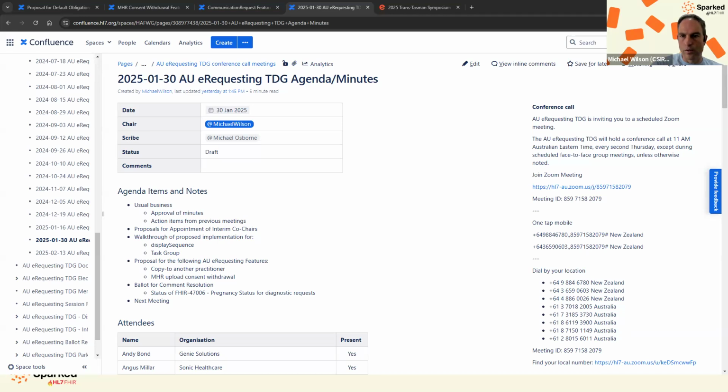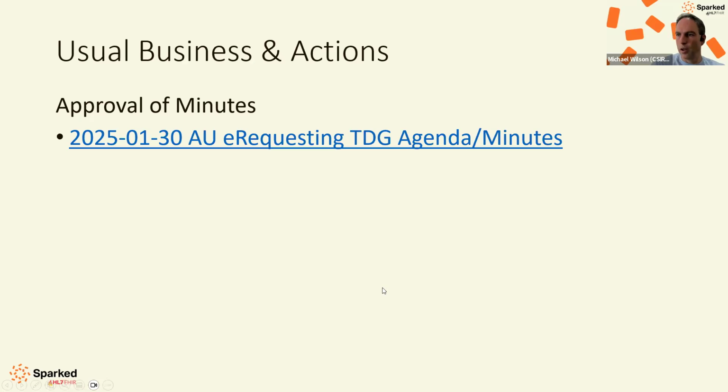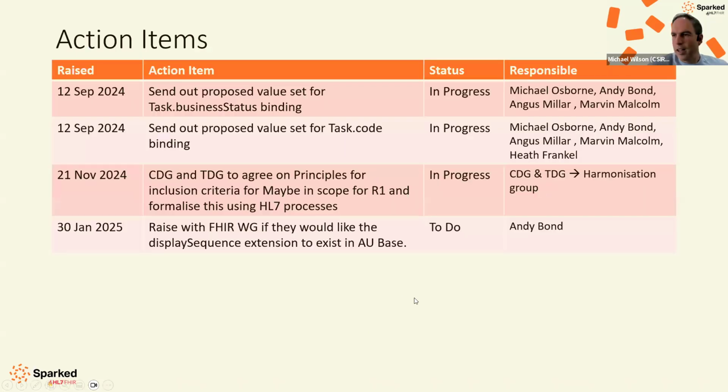Okay. Jump back to action items. We've got our old action items here about the proposals for task business status and task code. I think what we'll aim to do is we'll get those together and send them out prior to the next meeting. Hopefully then we can discuss and finalize those at our next meeting in 2 weeks.